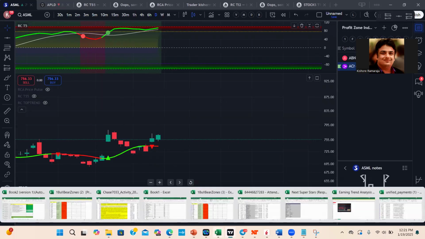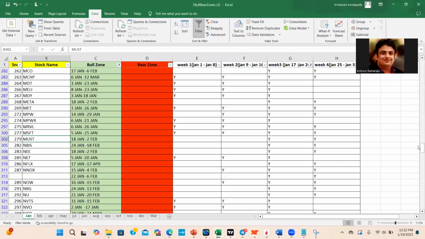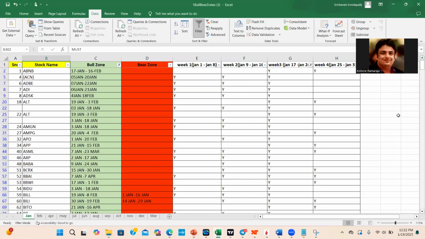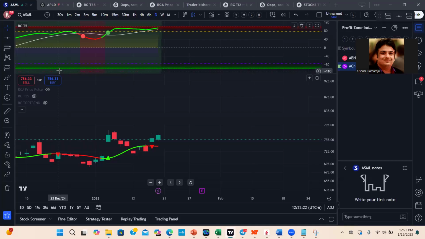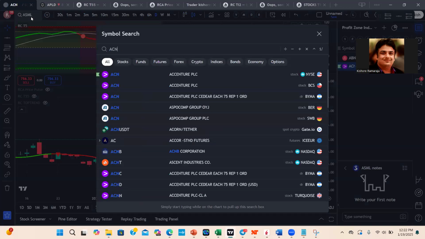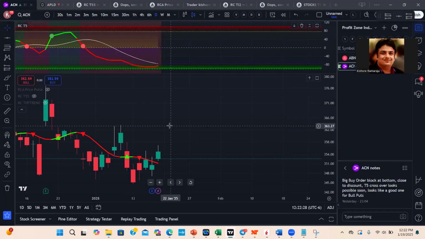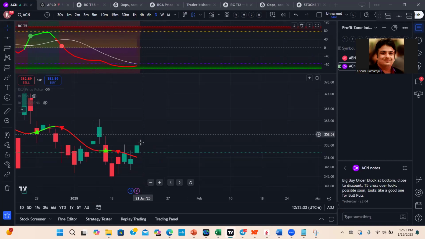For example, if you see Accenture, you see from 5th Jan to 20th Jan there is a high possibility for a move up, right? So if I go to Accenture, now it came all the way to the bottom, and started moving up. So there is a high possibility for Accenture to move in the coming week.